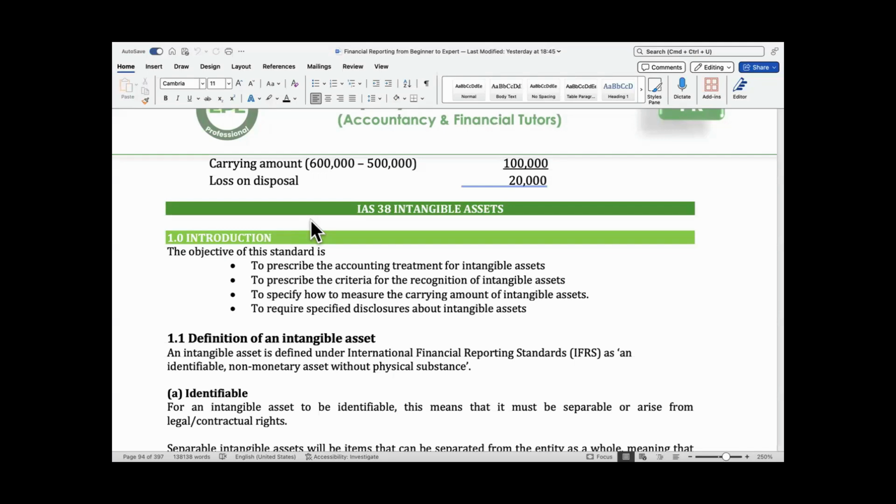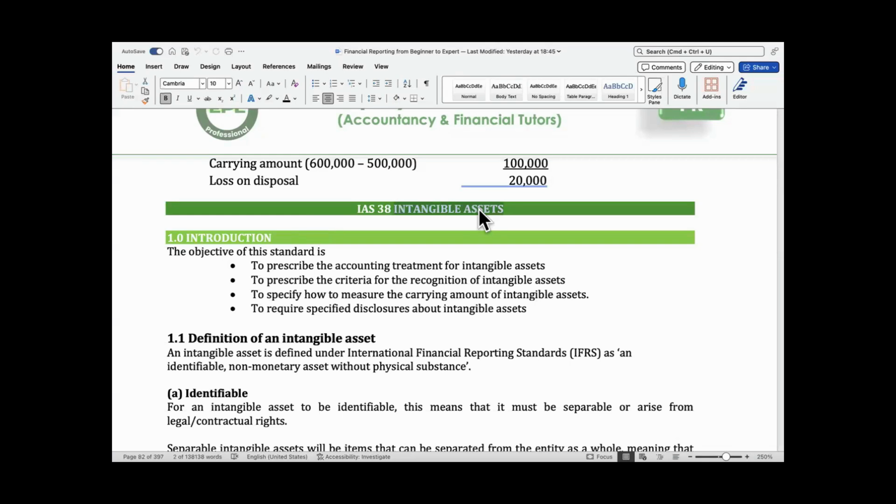Today we are moving to another very dynamic standard, a very controversial standard, a very old standard that might be revised very soon. A lot of things have changed since this standard actually came out, especially in the technological space. So we expect this standard might be updated. And this standard we are talking about is IAS 38, talking about intangible assets.